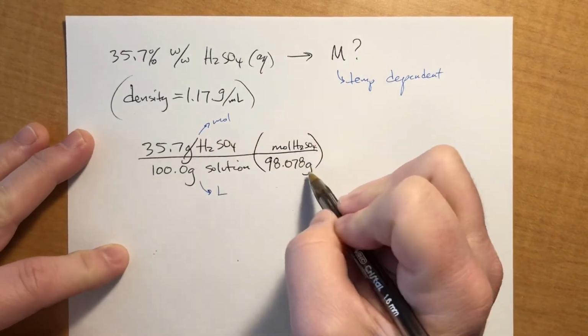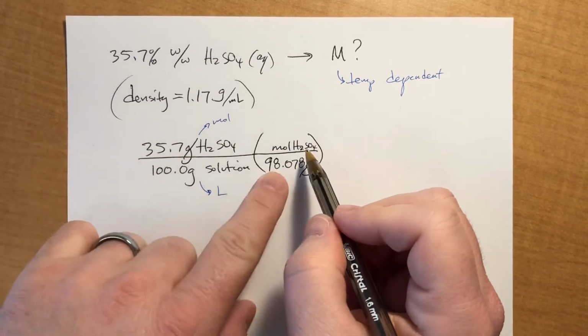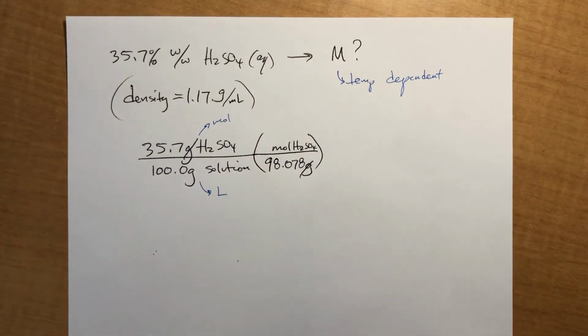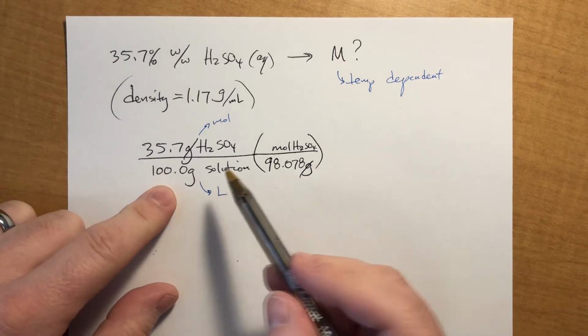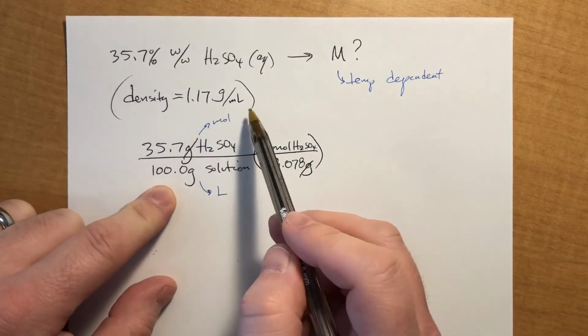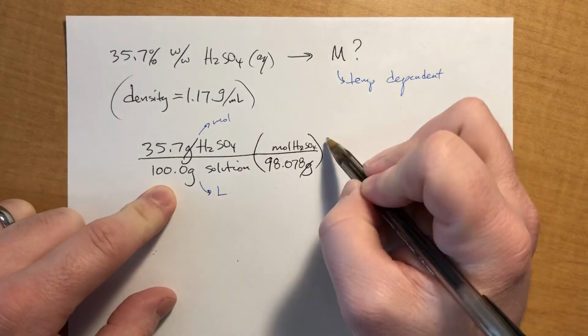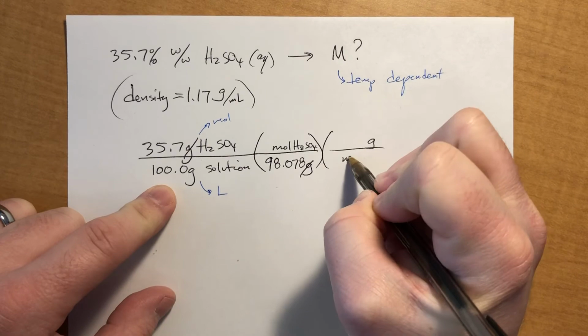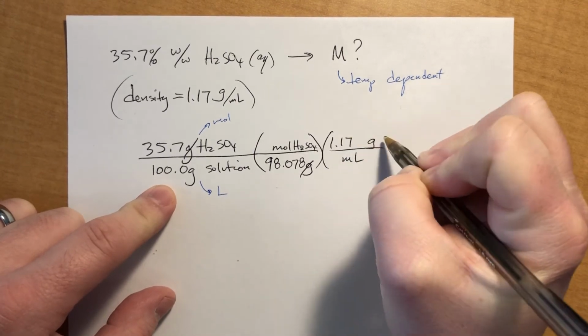Okay, our grams cancel out. We have moles of H2SO4 on top, which is exactly what we're solving for, so we're halfway there. The other part, we need to convert from grams to liters. We do not have a direct conversion for that, but we can get from grams to milliliters using the density. Because grams is on the bottom here, we're going to want grams on top.